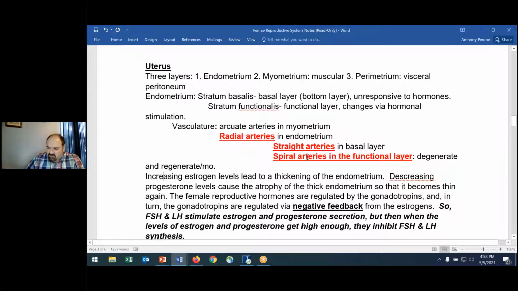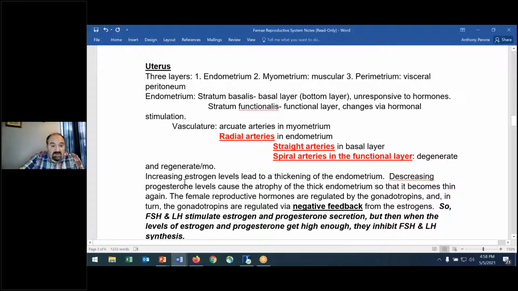And this is what's going to contribute to the blood flow as far as menses is concerned in the beginning of your period, of the uterine cycle, day 1. So the spiral arteries in the functional layer degenerate and regenerate each month. Okay, so you need to know these terms as far as arcuate arteries, radial arteries, straight and spiral arteries.